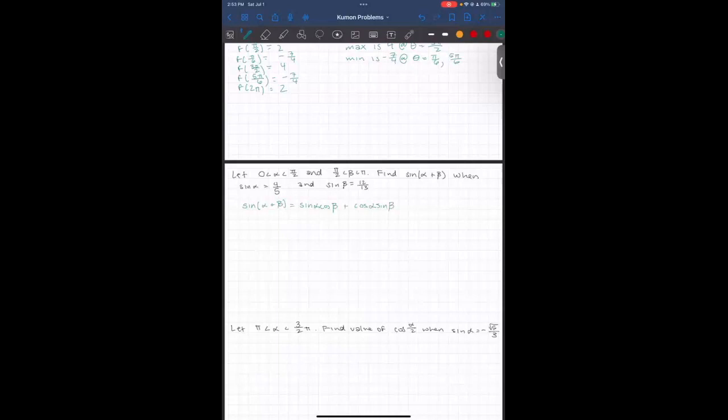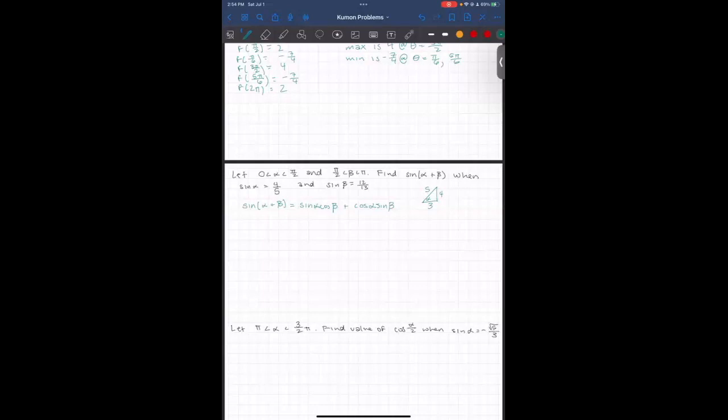And now all we have to do is plug in. So we know that alpha is located in quadrant 1. So we can draw alpha, and we know that sine is 4/5, meaning that our adjacent side is 3.